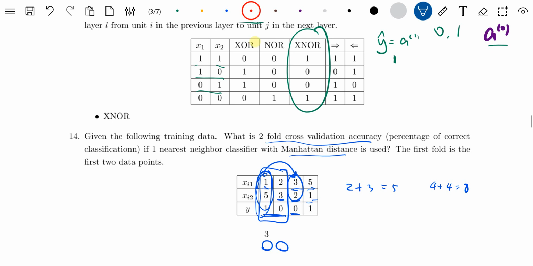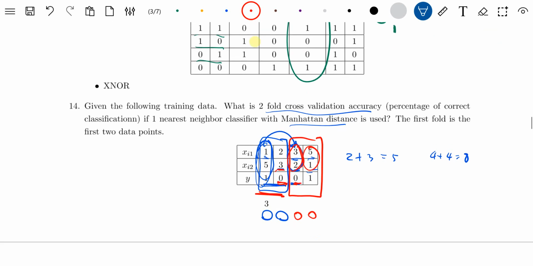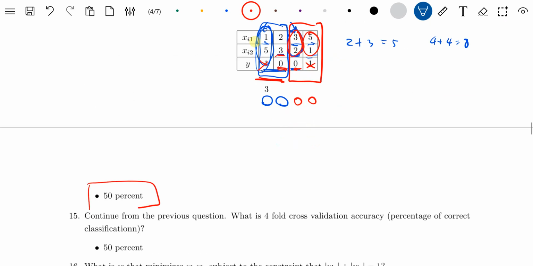And then you repeat the same thing using this as the training set and using this as the test set. This one is closest to this test point, so you label it 0. And similarly, this point is also closer to that point, so you get 0 as well. So two of them are classified incorrectly. So it's 50% correct.